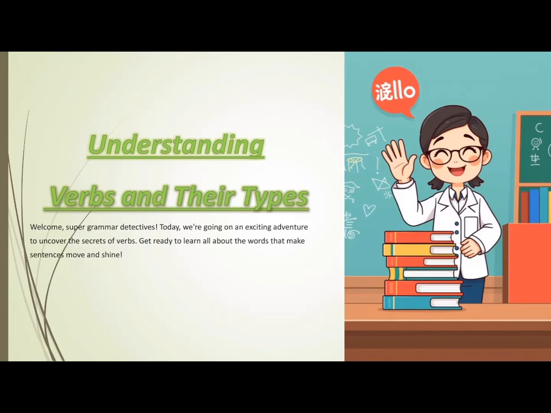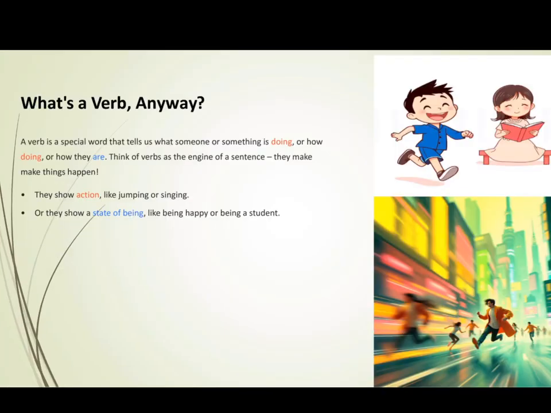Today we are going to explore something very important in English grammar, that is verbs and their types. So do you know what verbs are? A verb is a word that shows an action or a state of being. It tells us what someone does or what happens. Let us look into a few examples.